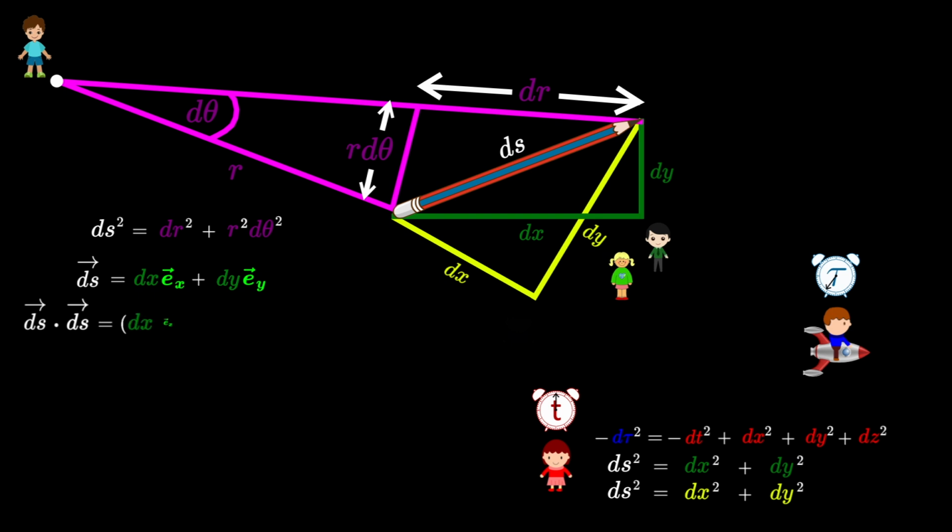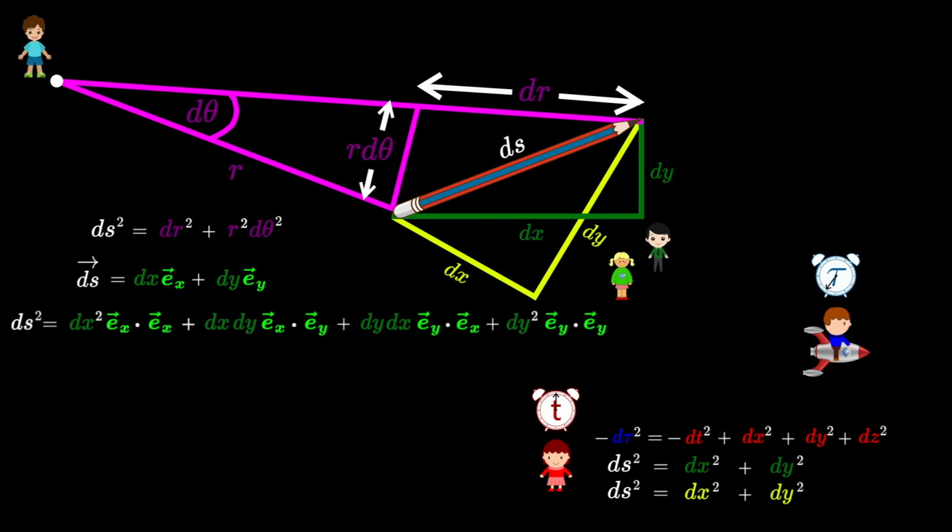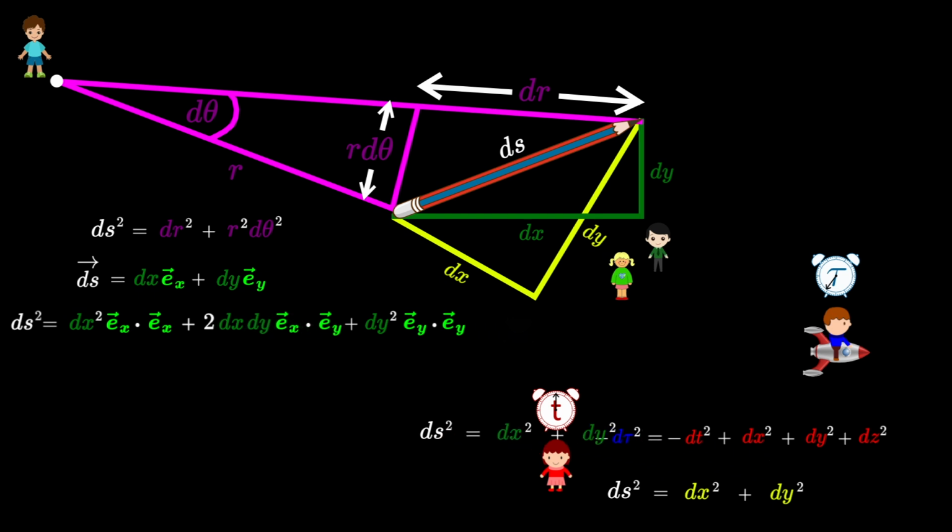We have ds.ds equals this equation. Now let's expand it out. And now let's combine the two like terms in the middle. Comparing this equation with the original one, we see, as expected, that ex.ex equals 1, ex.ey equals 0, and ey.ey equals 1. We can summarize these results in matrix form.